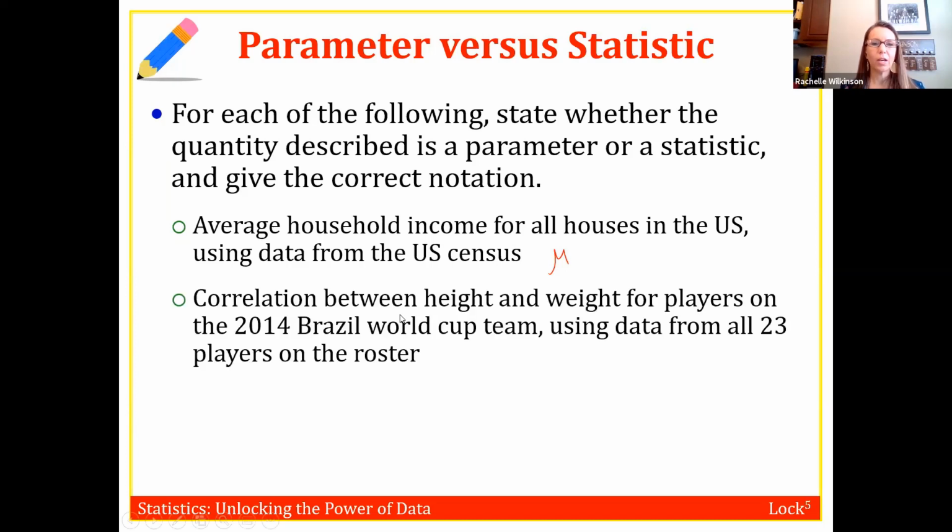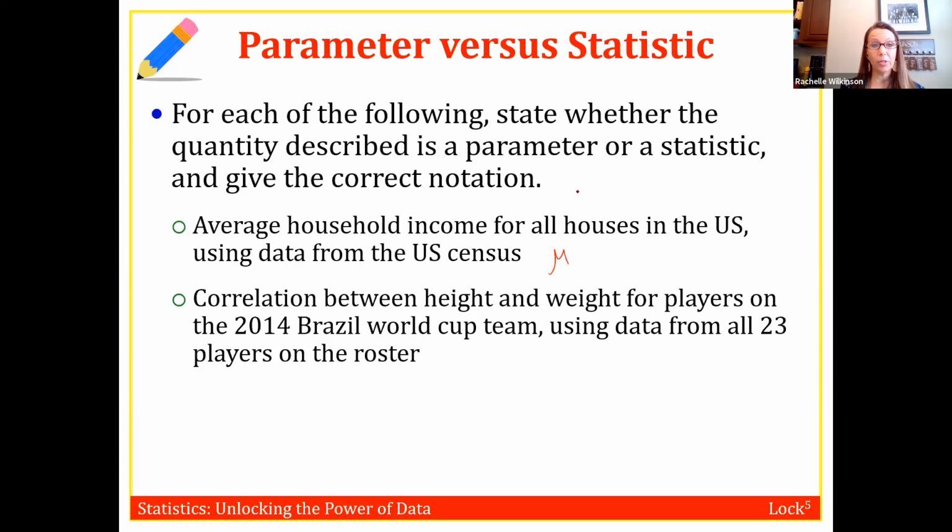Let's try another one. Okay, how about the correlation between height and weight for players on the 2014 Brazil World Cup team using data from all 23 players on the roster? So first of all, do you think this is referring to a parameter or a statistic?